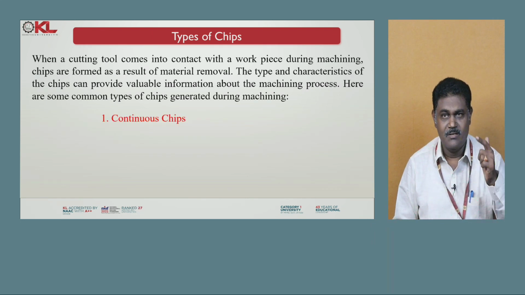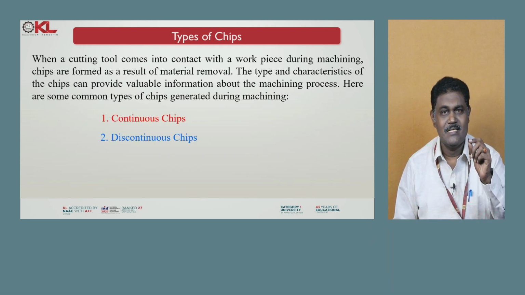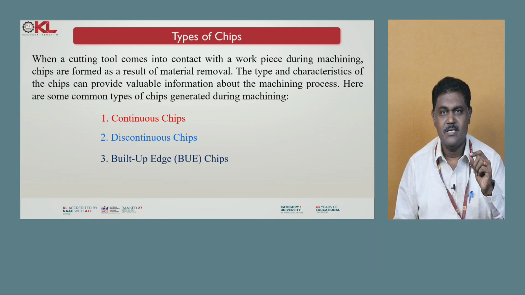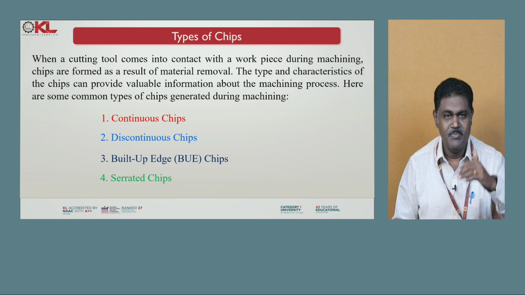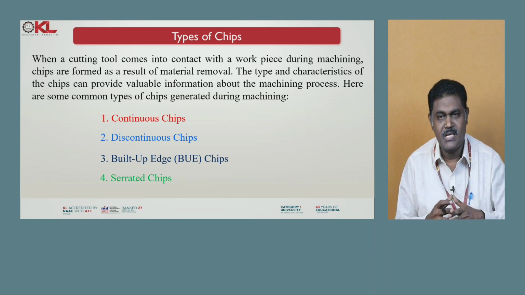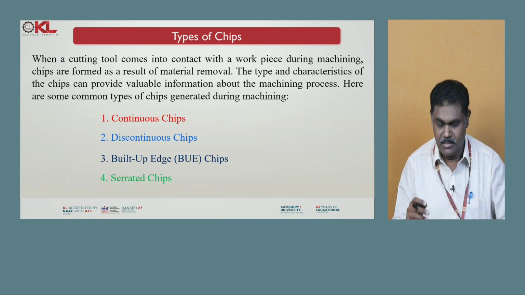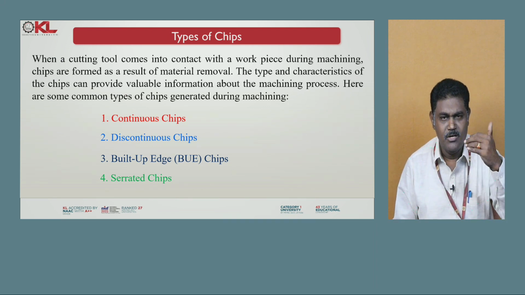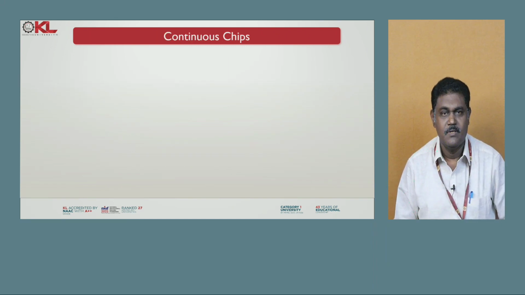One is continuous chips, second one is discontinuous chips, and the third one is built up edge chips, that you can also call a BUE, built up edge, and the final is serrated chips. Mainly these are the four common types of chips formed while machining any type of material. Now let us see one by one in which cases these different types of chips are forming. First we will see continuous chips.